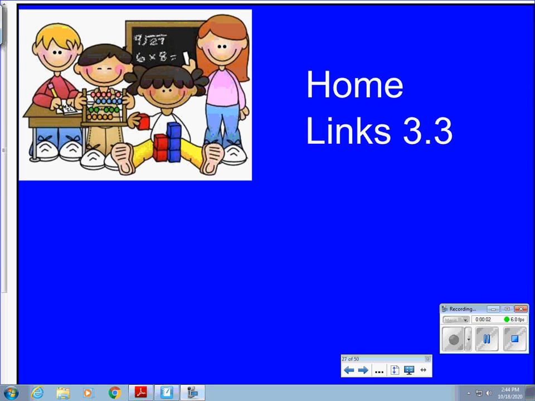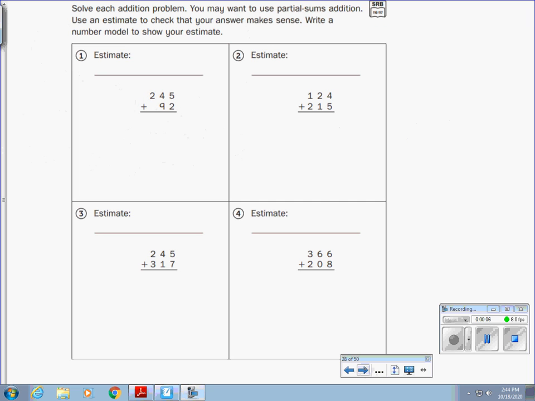Okay, boys and girls, we're going to do lesson home links 3.3. What they want us to do is solve the addition problem, then use our partial sum addition to figure that out, and then estimate to check your answer and see if it makes sense.